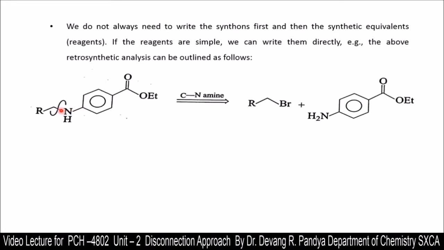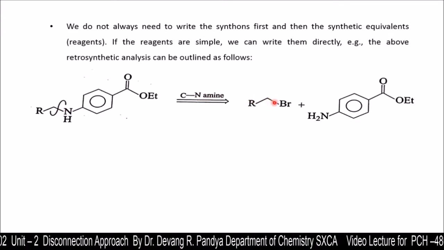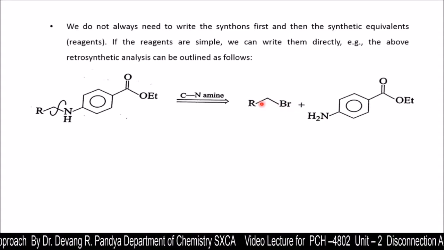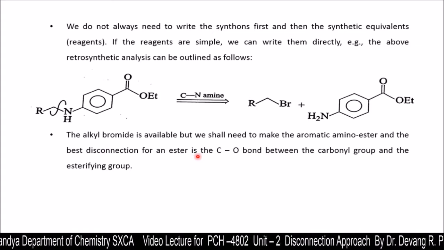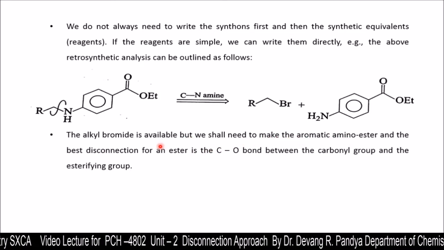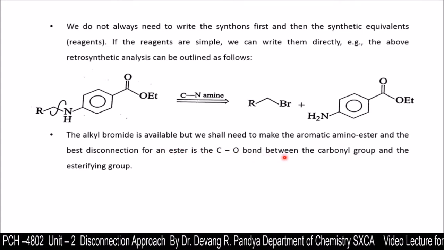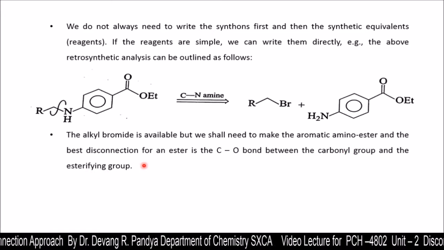Here we have put the wiggly line and put a disconnection over here. So instead of putting the cation or anion charges, we can directly put the synthetic equivalent like this. The alkyl bromide is available, but we shall need to make the aromatic monoester, and the best disconnection for an ester is the carbon-oxygen bond between the carbonyl group and the esterifying group.